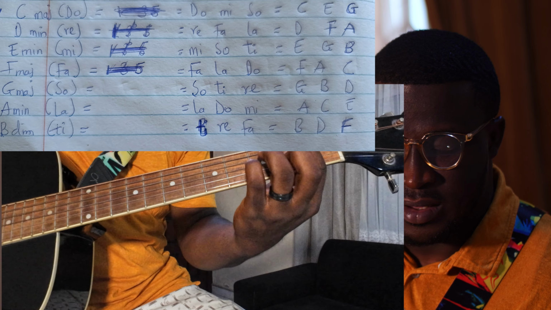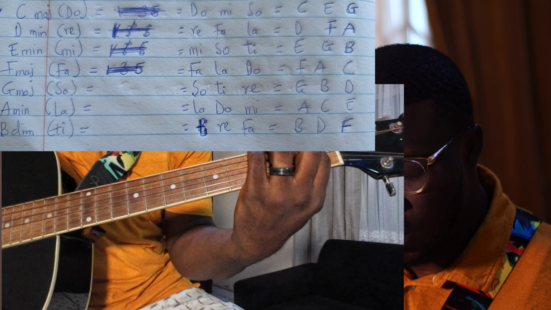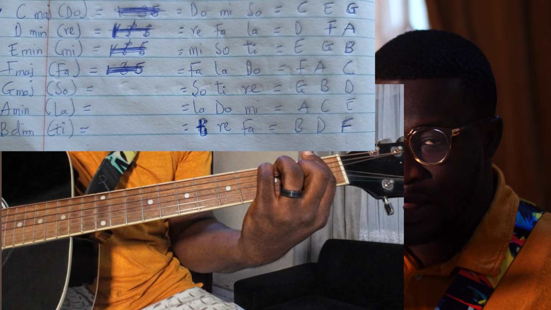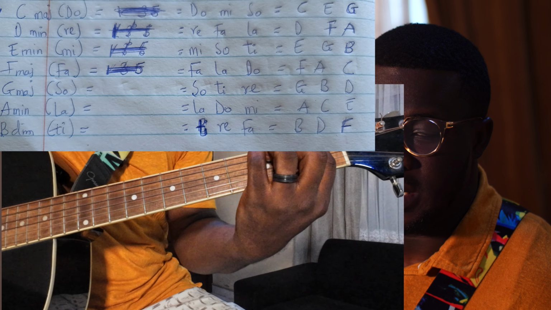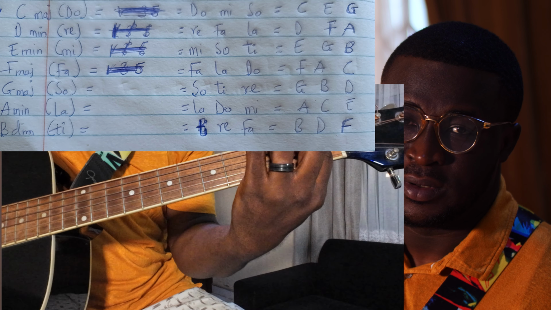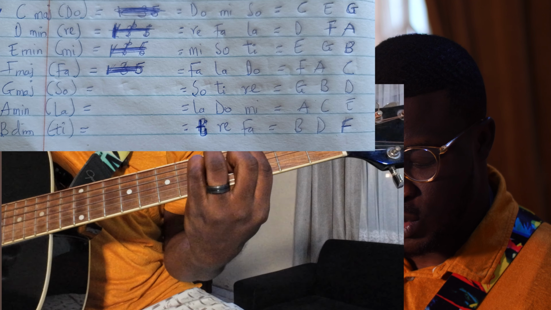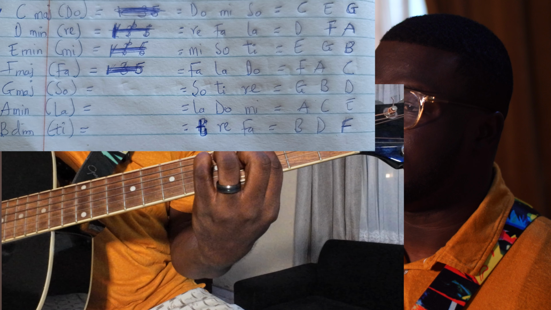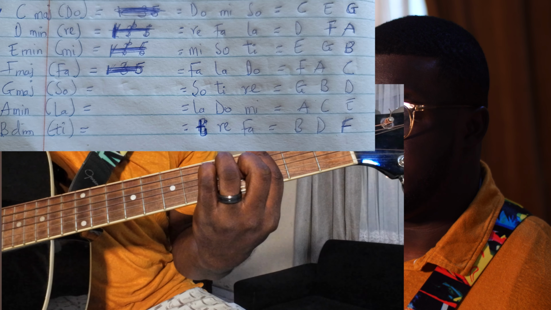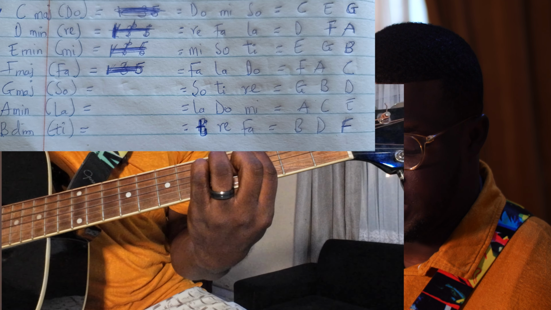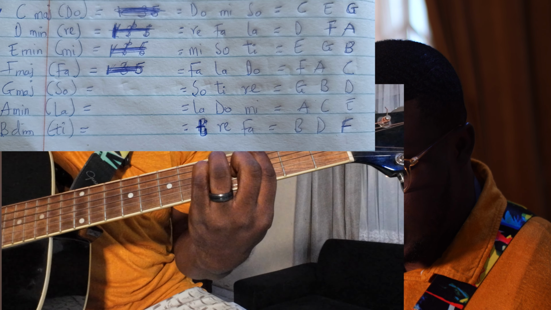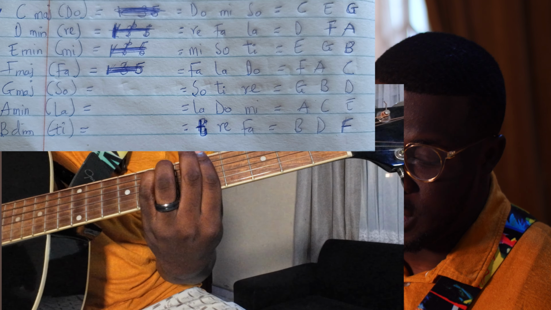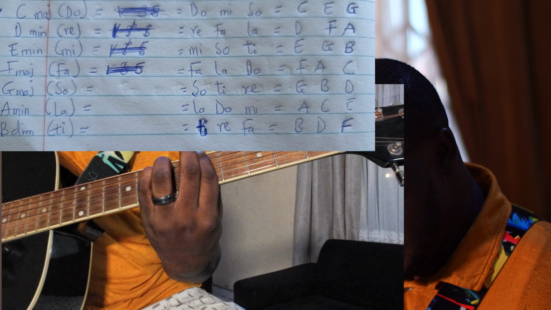Then fa, la, do: repeat fa, and add la, to form the fa chord. Then so, ti, re: they combine to form the so chord. This is in a major scale, which is key C. Then la, do, mi combine to form the la chord.